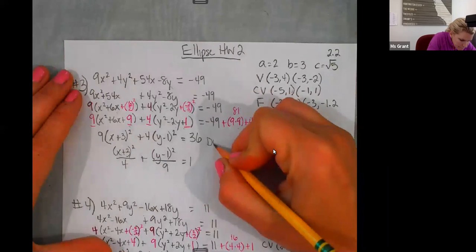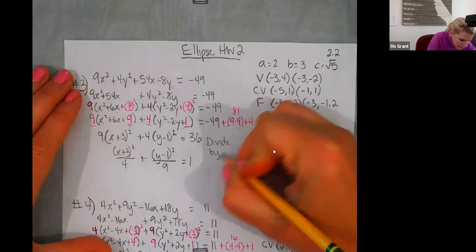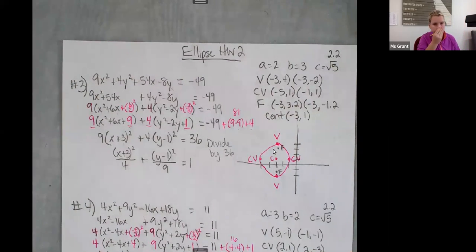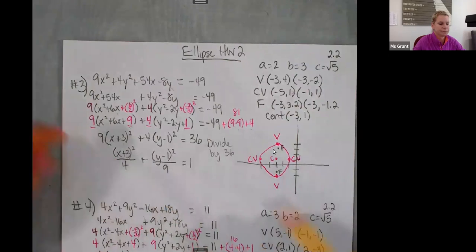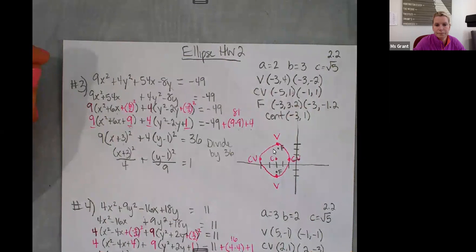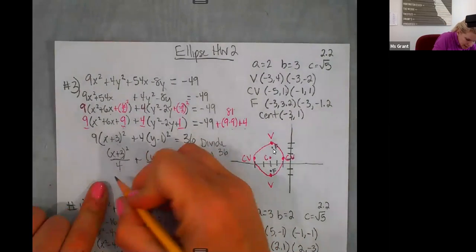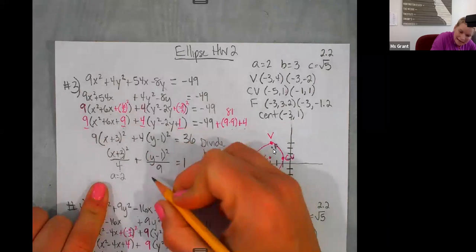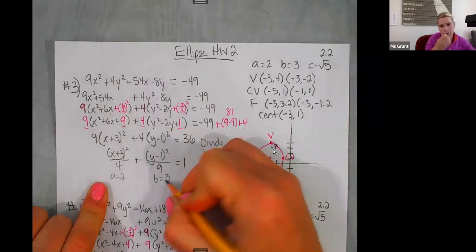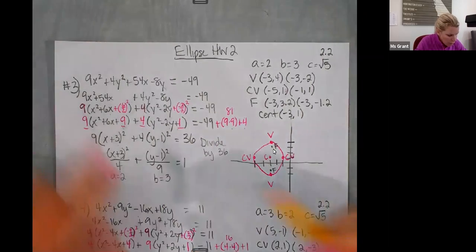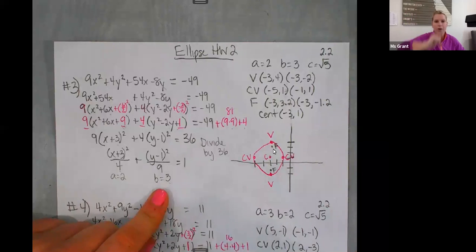Divide by 36. So here I go. Okay. All right. Then 4 is underneath x. That means a equals 2. 9 is underneath y. That means b equals 3. I need to notice that since the b is bigger, it's going to be a vertical ellipse.